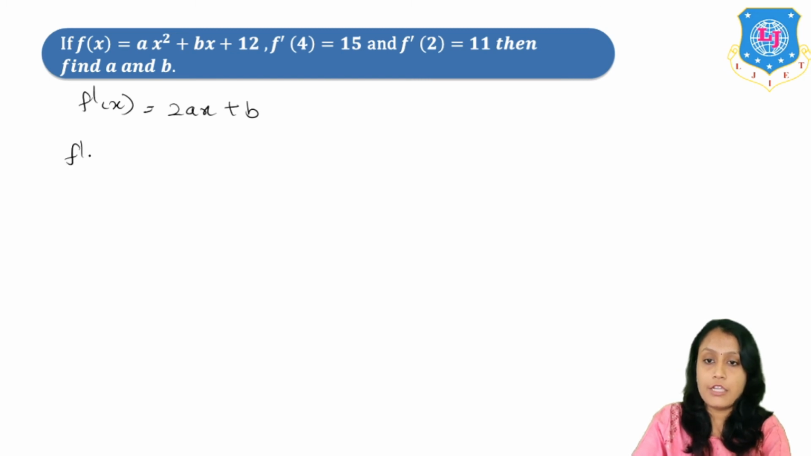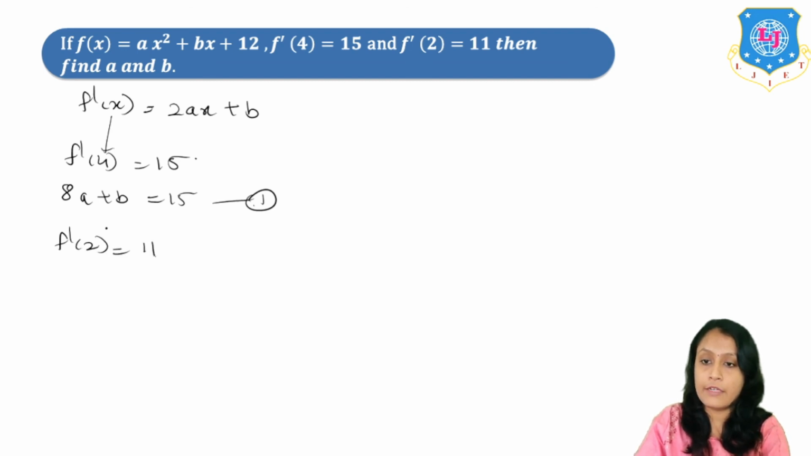Now we have the condition that f dash of 4 is equal to 15. Okay, so in place of x we have to write down 4 over here. Okay, so 4 into 2, so 8a plus b will give you answer 15. Give it equation number 1. Now the second condition is f dash of 2 is equal to 11. So again here in place of x write down 2, so 2 into 2 will give you 4a plus b is equal to 11. Okay, this is our equation number 2.